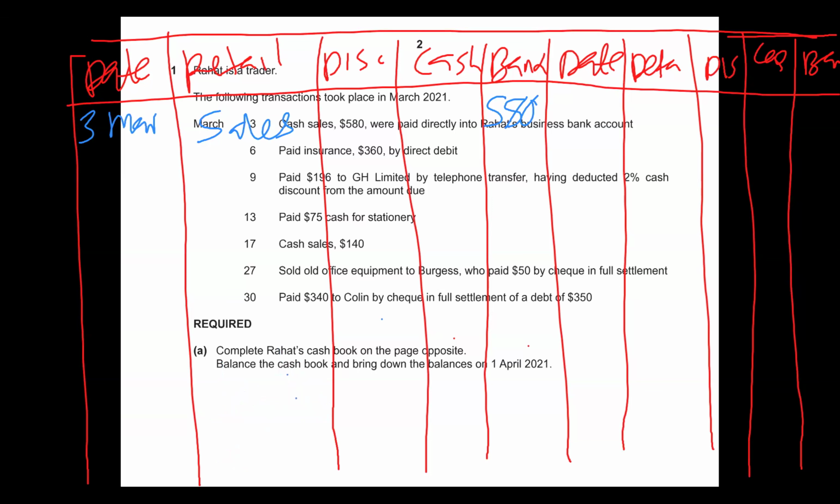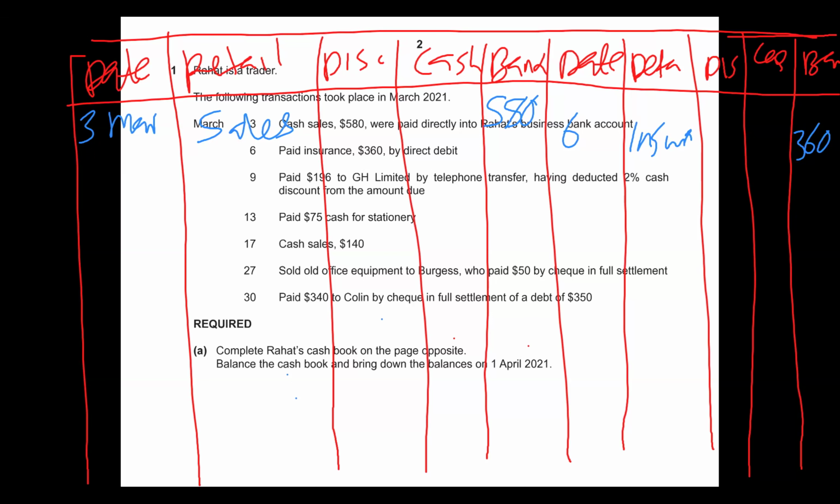Let's move on now. So by direct debit, it means the money was paid via the bank. So this was the 6th. You go to the date, you write 6. Then you are paying for what? Details, insurance. You are paying by bank because this is direct debit, and you write 360. Are you able to see the 360 written? Yes, I can see the 360.